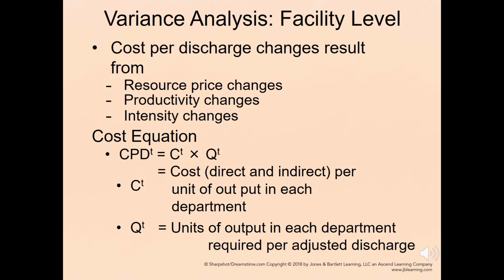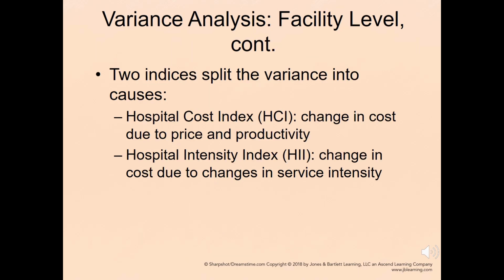And you will find all of this in your text, but the cost equation is listed here below, which will address the cost, direct and indirect, per unit of output in each department, and the units of output in each department that are required per adjusted discharge. There are two splits of the indices in the variance into the causes. The first being the Hospital Cost Index, or HCI, which is the change in cost due to price and productivity, and then the Hospital Intensity Index, or HII, which is the change in cost due to changes in service intensity.